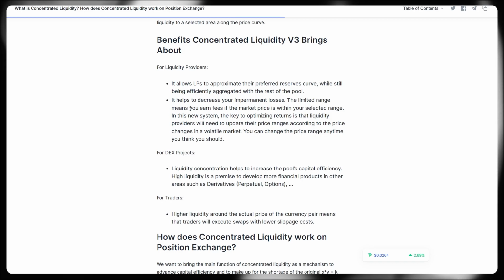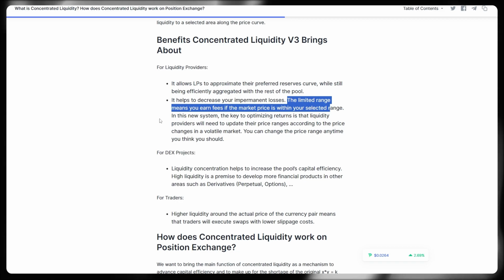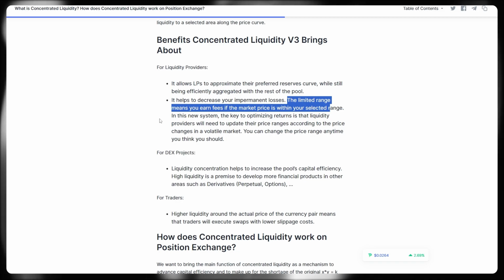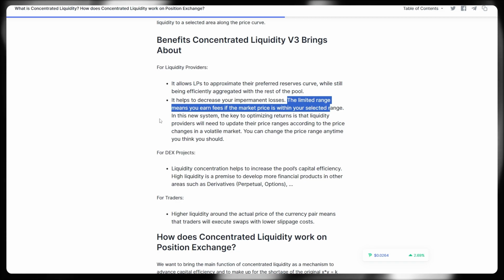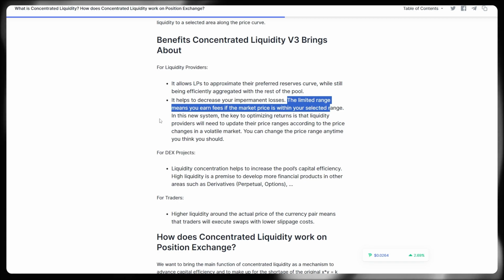The bit to highlight here, though, effectively, is you're going to be earning fees if the market price is within your selected range. Now, the wider you set that selected range, of course, the higher your risk is, because your fluctuation between the prices of the two different tokens from where you have effectively entered the pool has a much greater variance. However, of course, you're still within that zone for a longer period of time because the range is wider, therefore you're continually earning fees, but the risk of impermanent loss is higher.